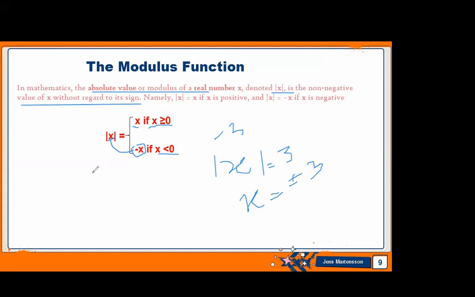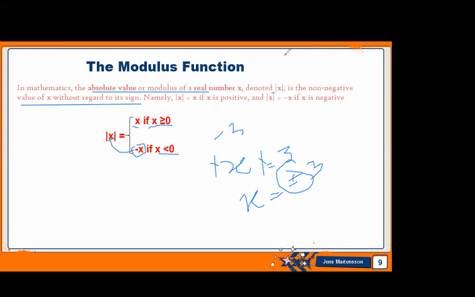So simply, what is the meaning of mod? When there is a mod, for example the question is mod x is equal to 3, how can we solve it? When we remove the mod, we get the plus minus sign on the right hand side, with this 3.